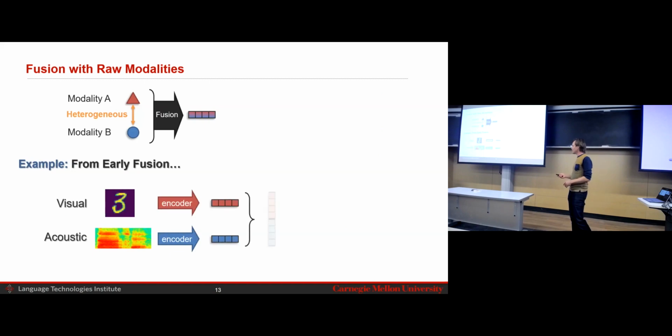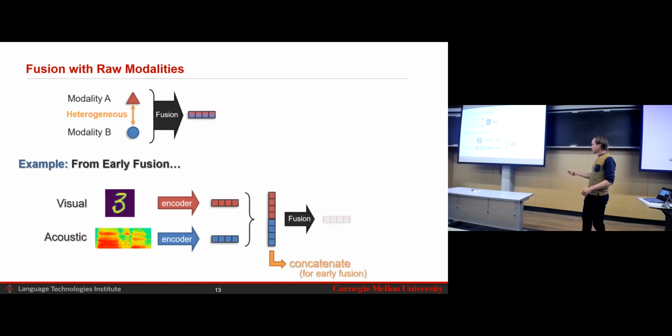And then the fusion. This is like the typical early fusion. You concatenate the information. Some people call it early fusion, but let's just call it concatenation, where you take two encoders, encode, then concatenate and learn your fusion.